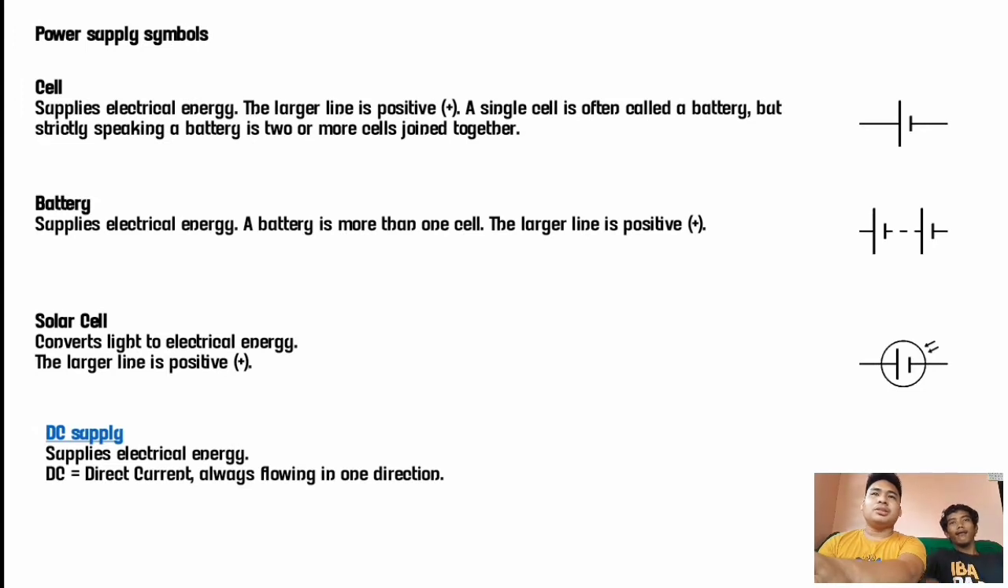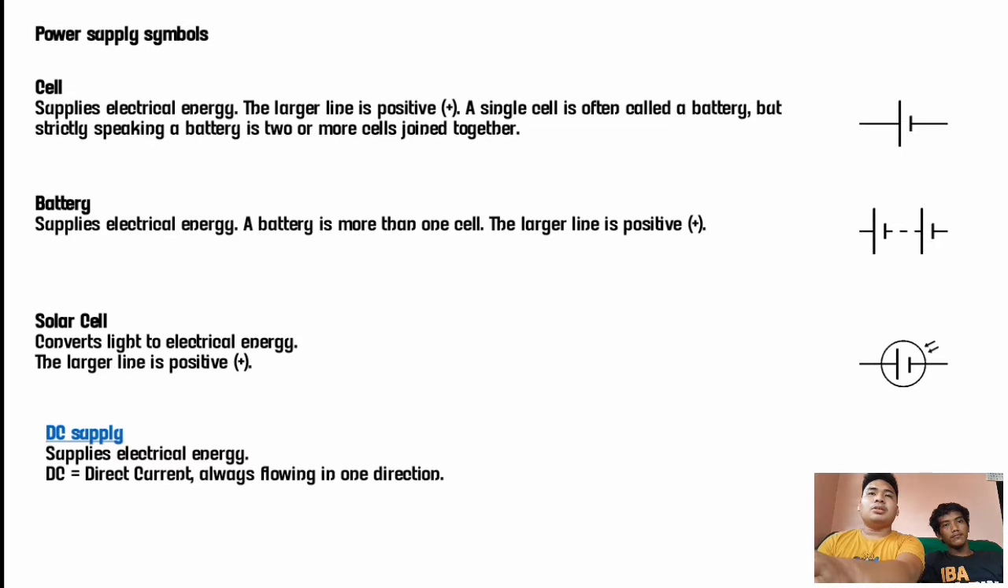Power supply symbols. Cell supplies electrical energy. The larger line is positive. A single cell is often called a battery, but strictly speaking, a battery is two or more cells joined together. Battery supplies electrical energy. A battery is more than one cell. The larger line is positive.